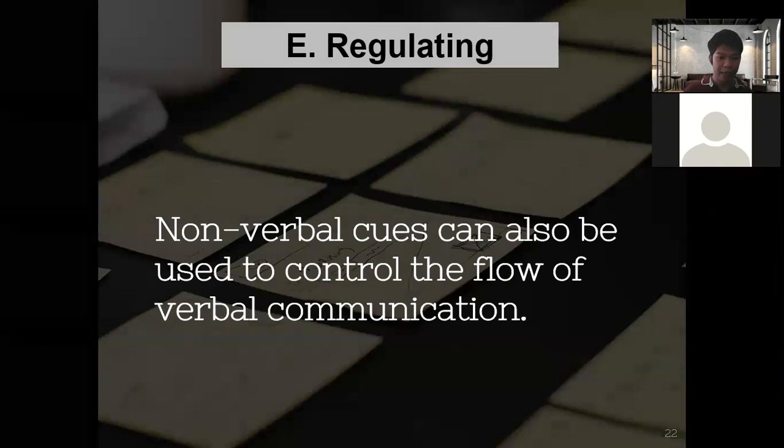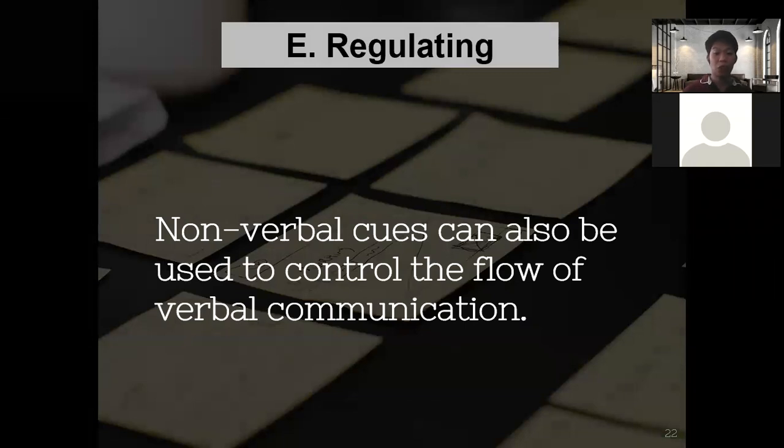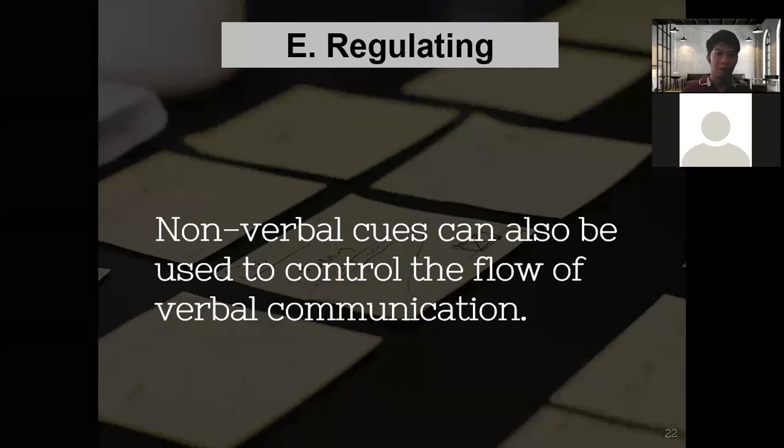Next one is regulating. Nonverbal cues can also be used to control the flow of verbal communication. When it comes to regulating, it's usually used when the speaker wants to control the flow of the communication. For example, the most commonly used form of nonverbal cues when it comes to regulating is the intonation of the speaker, especially in paralinguistics.